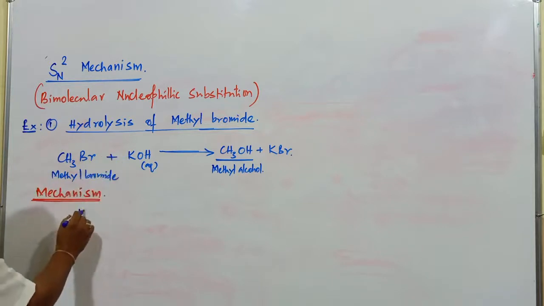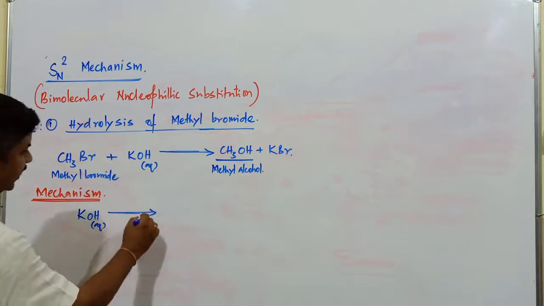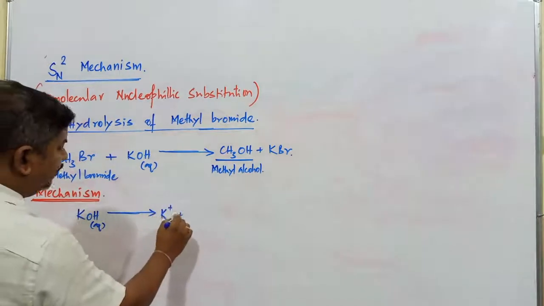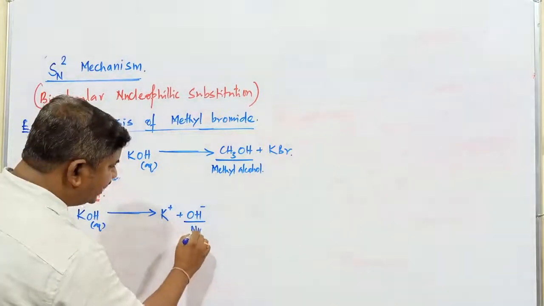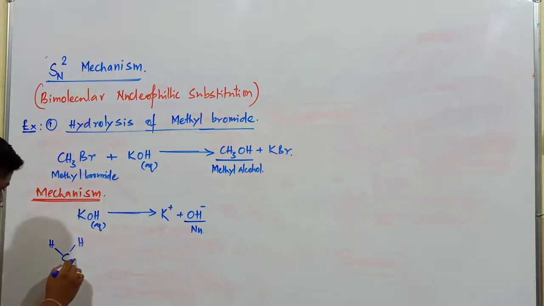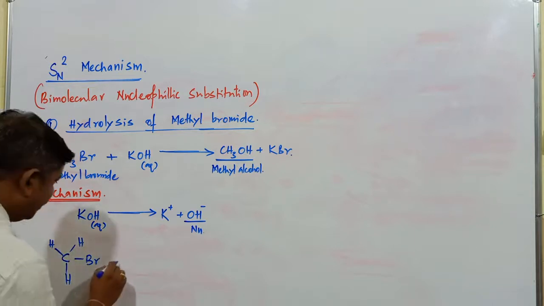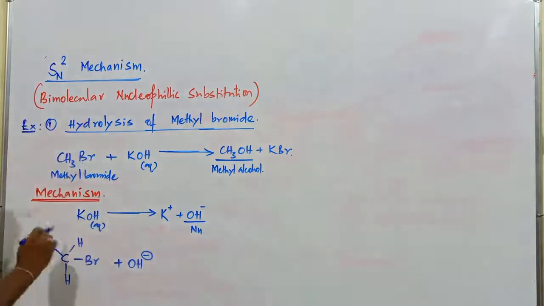First of all, KOH is a molecule, aqueous potassium hydroxide. It dissociates very easily into K plus and OH minus, which is the nucleophile here. OH minus serves as a nucleophile. Now this is a molecule of methyl bromide. This is carbon. It is hydrogen. This is hydrogen. Fine. Now here the Br, bromine atom, is connected to this carbon atom. In this reaction, OH minus attacks this molecule.